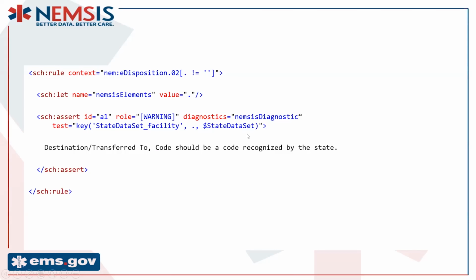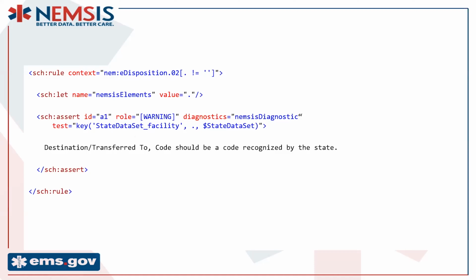What'll happen here is if there are no facilities in state data set that have a code that matches our destination code, then this key will return nothing, and that will be equivalent to false, and the assertion will fail, and this warning message will be shown to the user. On the other hand, if there is one or more facility that has that facility code, the key will return data chunks, a sequence of facilities with all of their data. And that would be equivalent to true. And so this assertion would pass and this warning message would not be shown to the user.